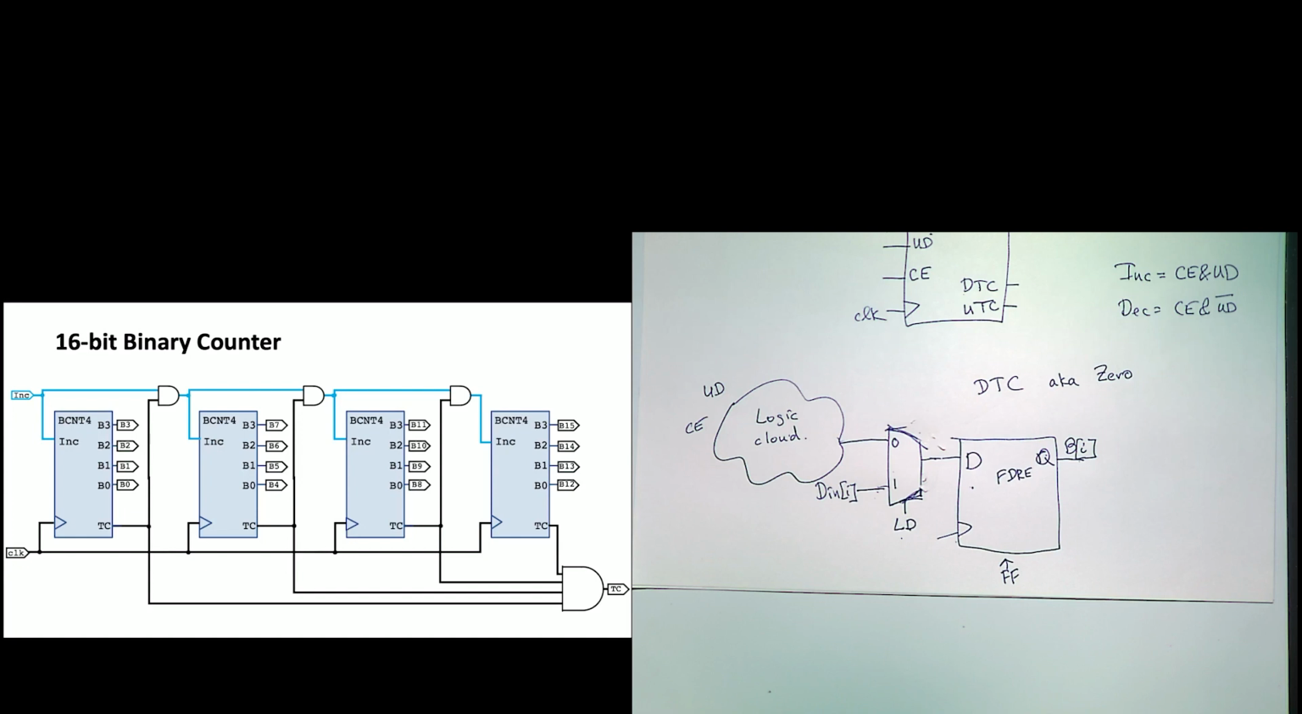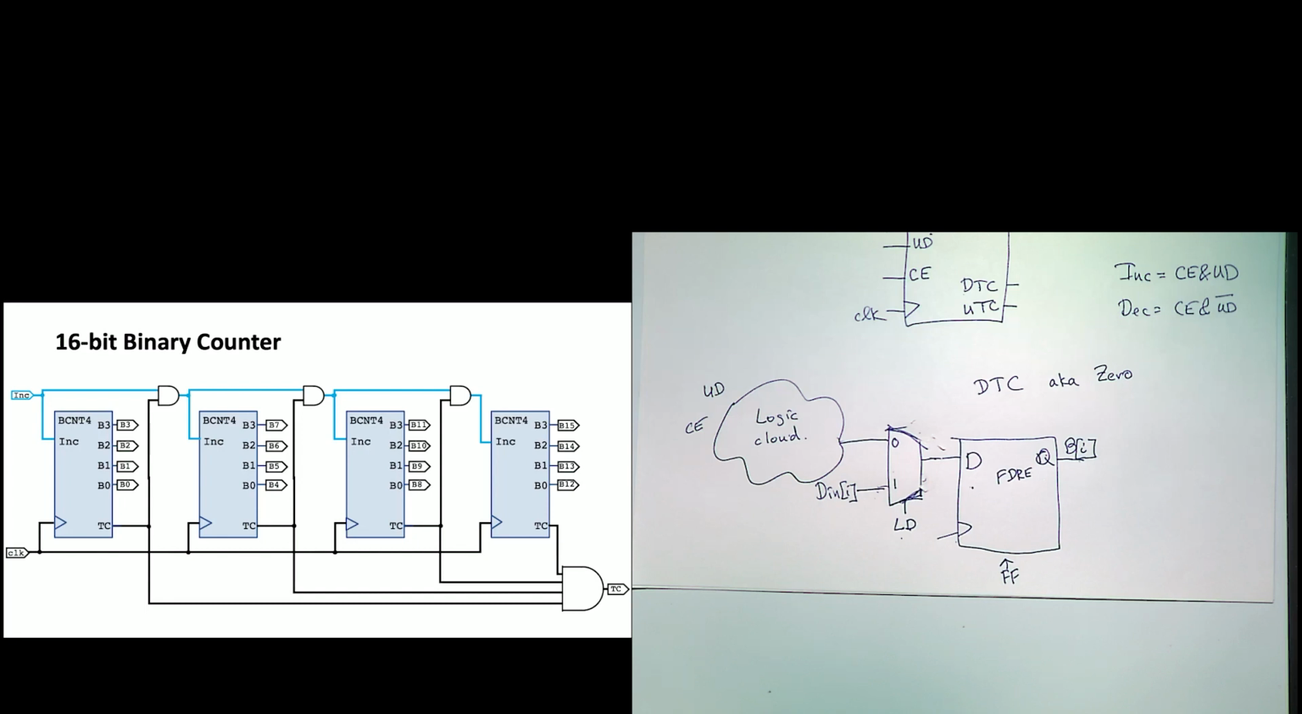Your counter has a clock. It has a count enable. It has a direction, up, down. It has a load control, which has priority. The load overrides the count enable. What it loads is determined by a 4th input, which is a bus. Okay, you have to tell it what to load.